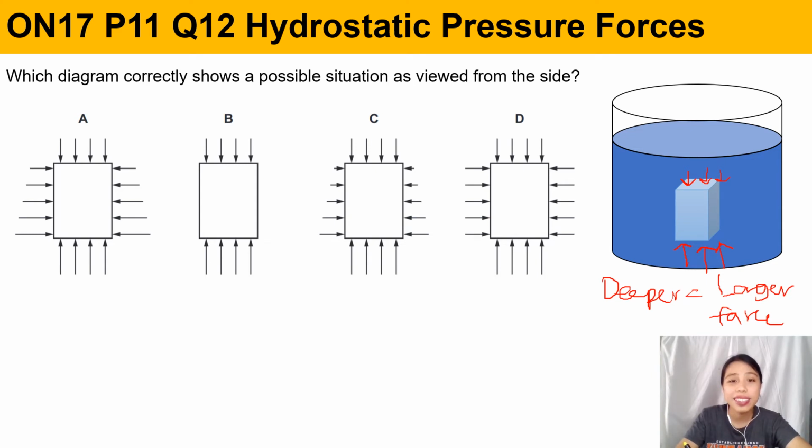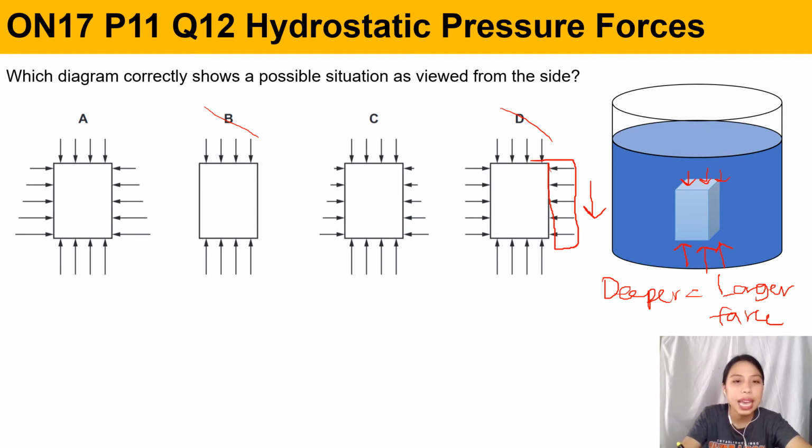What about the sides? Now the sides also have arrows, so B is out for sure already. But how do the arrows change? Let's look at the difference between all of them. A and C, the side arrows are going from small to big. Because as you go deeper, the pressure is bigger, so that's correct. But D, your arrows are all the same. No, pressure should increase with depth, so your arrow should get bigger and bigger.